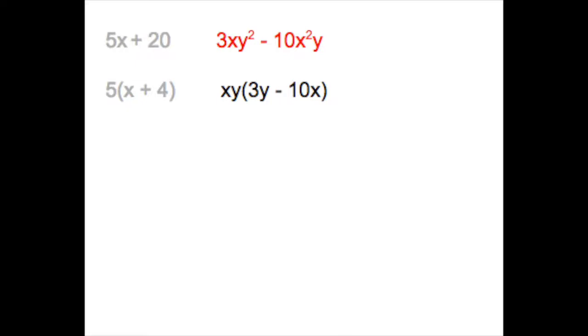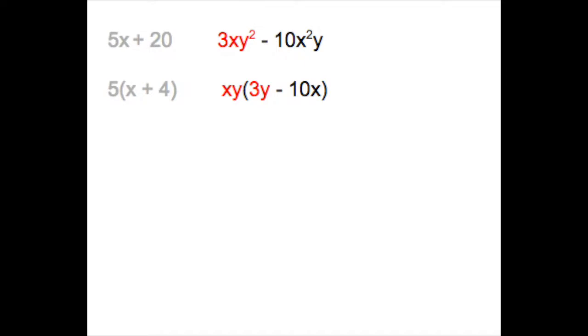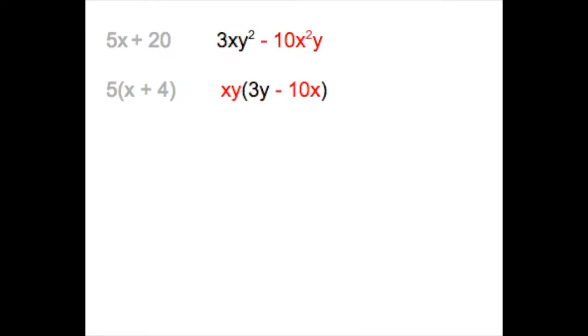Let's double check just to make sure. xy times 3y is 3xy squared, and xy times negative 10x is negative 10x squared y. So our factors check out. So when factoring this polynomial, our factors are xy and 3y minus 10x.